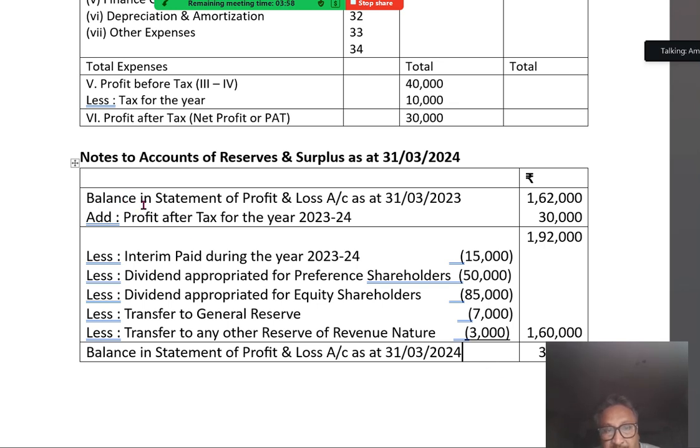Right? In the notes to accounts of reserve and surplus, we have many other reserves as well, like general reserve, debenture redemption reserve, capital reserve, but that I am not showing here as of now. How much we have transferred to general reserve? Yes, that I have shown. But what is the balance of general reserve as at 31st March 2024? That I have not shown here. My purpose is to make you understand how profits are appropriated in case of a company.